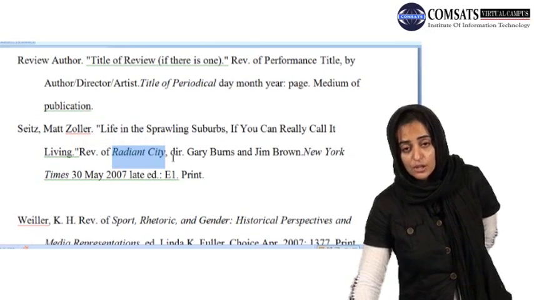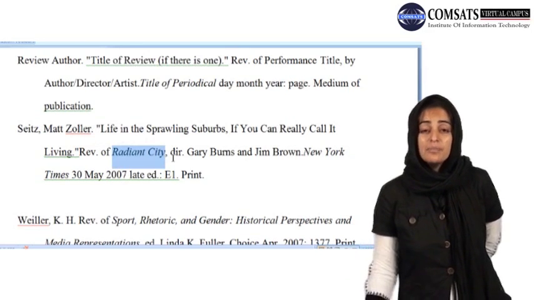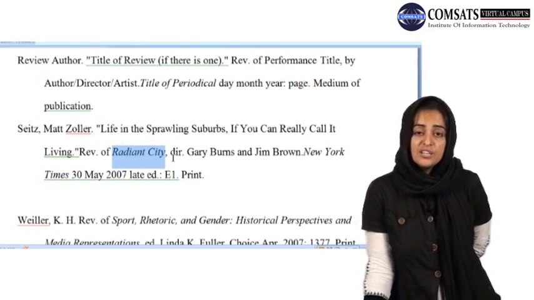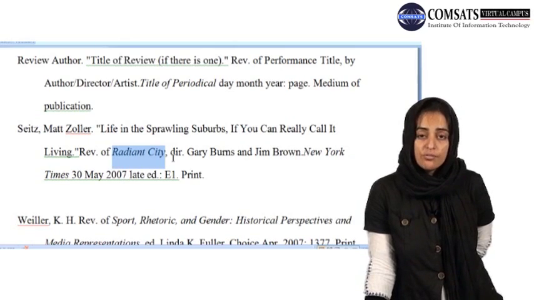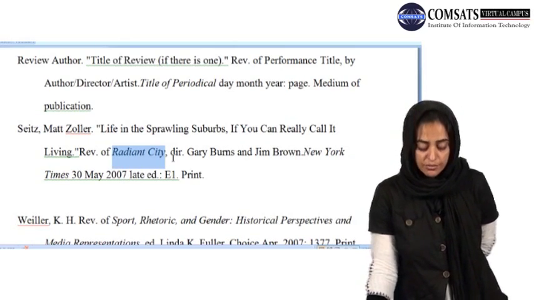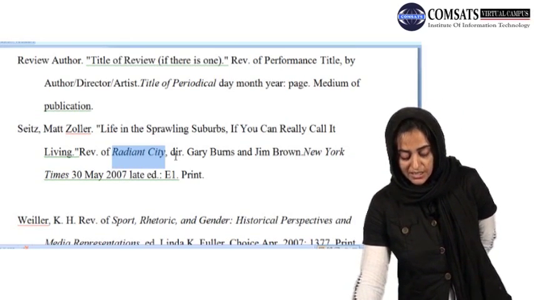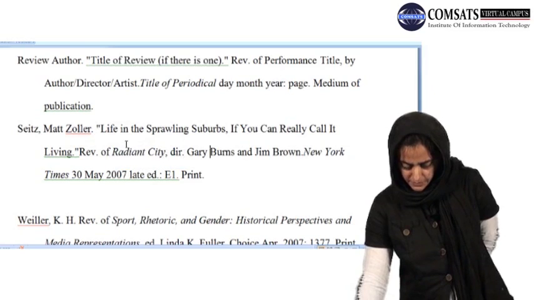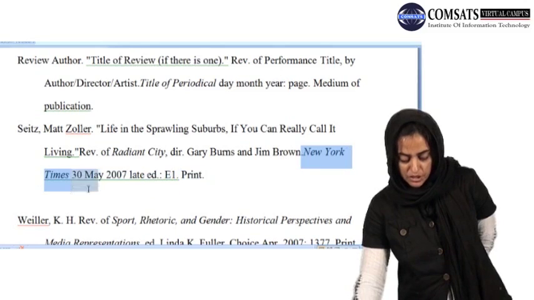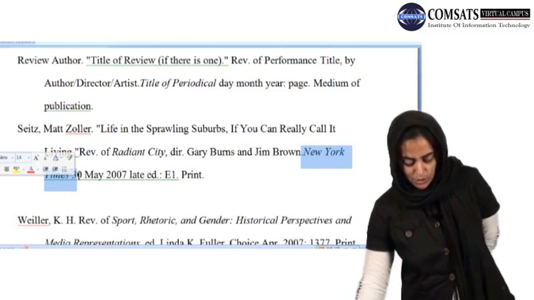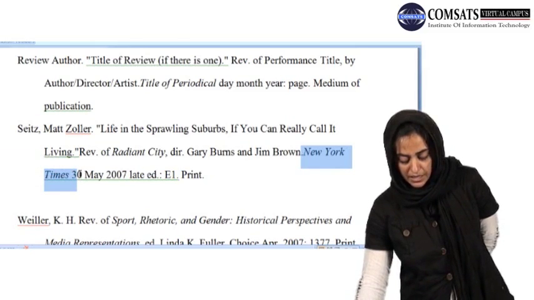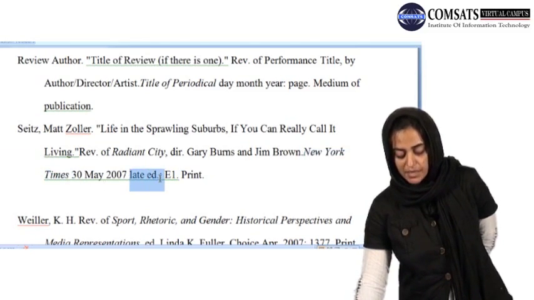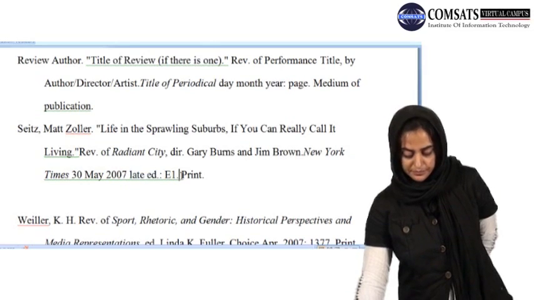Again, I repeat, you will not write the whole word review. You will simply write the abbreviation, capital R, small e, small v, then a space, then OF, review of. The title of the main work, Radiant City. Then New York Times, the newspaper in which it was published. Then the date of publication, kindly have a look on the screen, 30th May 2007, late edition. E1 is the page number, and then the medium of publication is print.